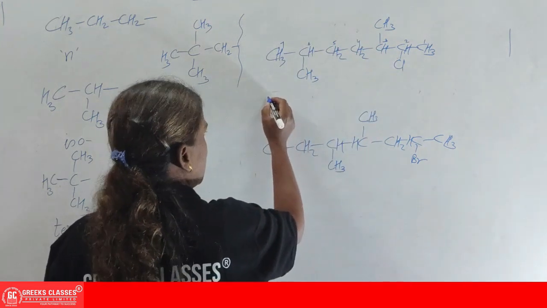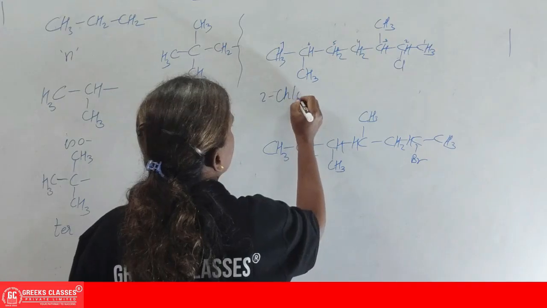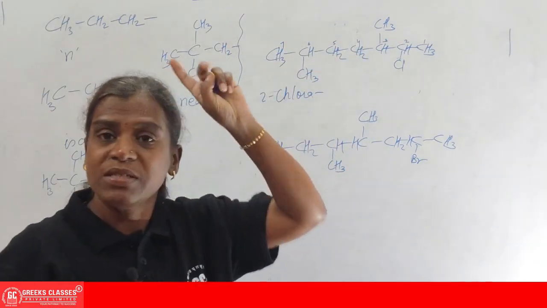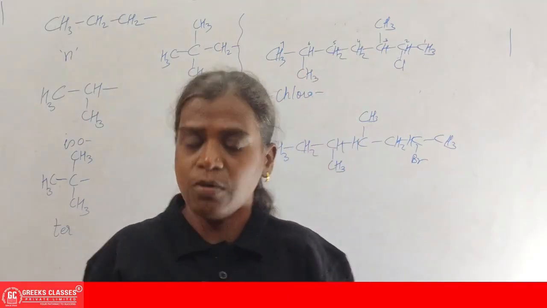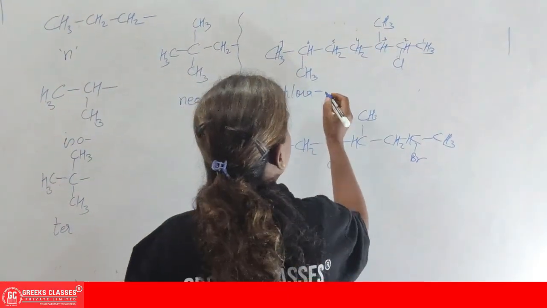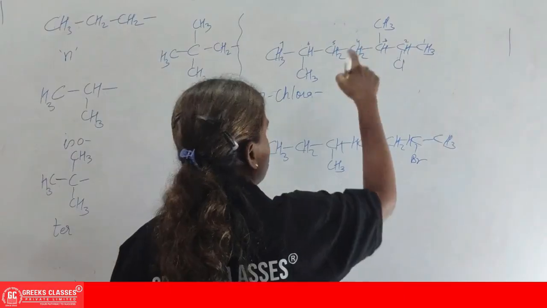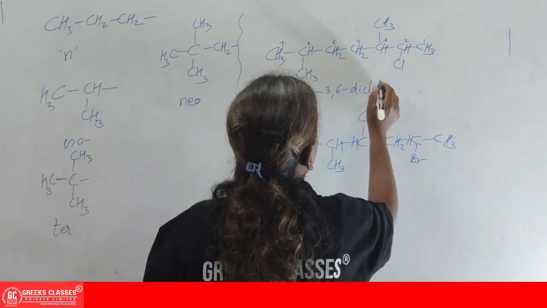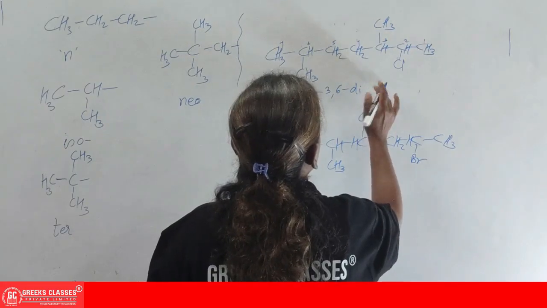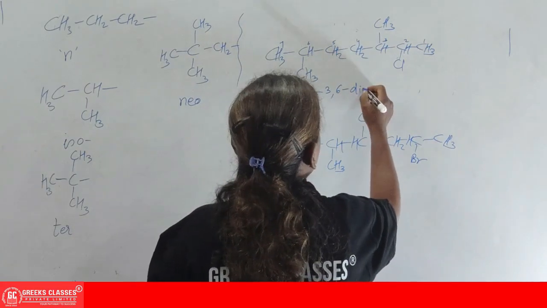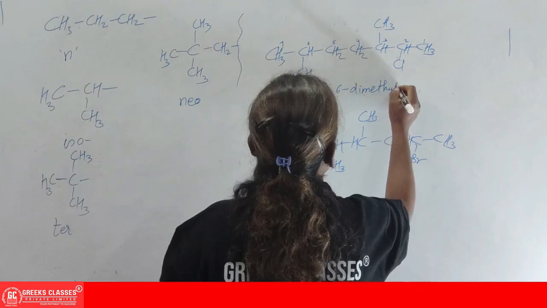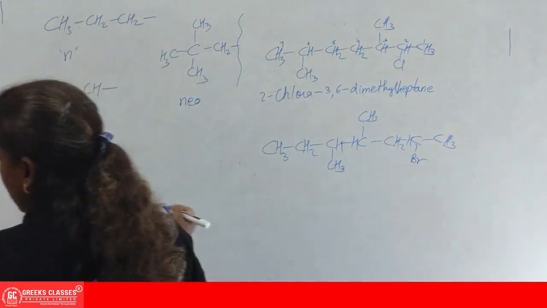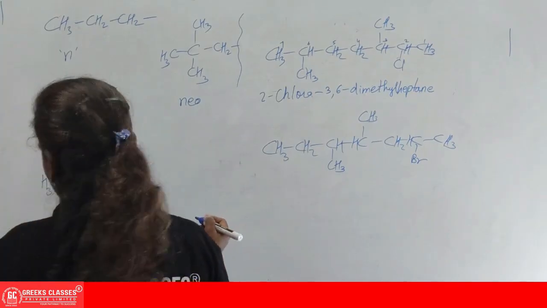And then the naming will be 2-chloro. Now look, carbon number 6 and carbon number 3, both of them are having the same substituent, that is methyl. So we can use dimethyl, but let us mention their numbers. It is the 3 and 6 carbons that are having methyl groups, so it is 3,6-dimethyl, and the longest chain is heptane, so dimethyl heptane. So this is the correct nomenclature for this compound.